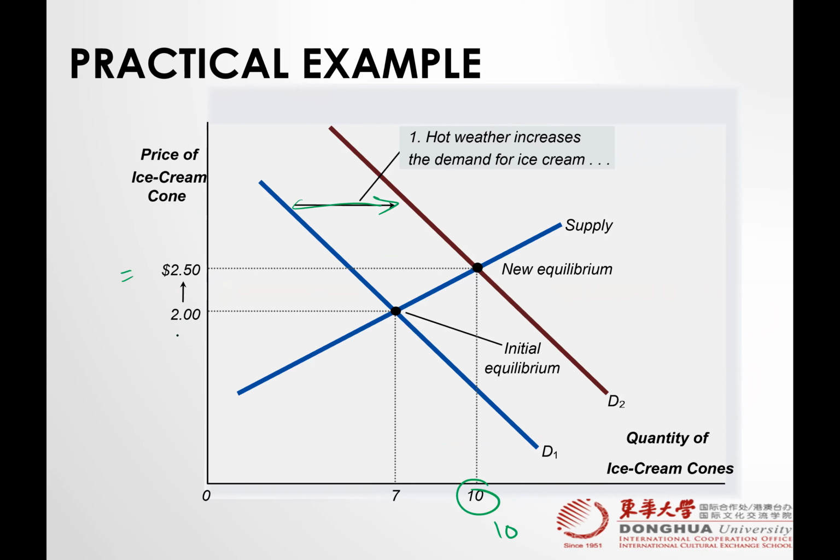That doesn't mean this is a case of surplus. Why? Because in surplus, the market is not in equilibrium, but this market is in equilibrium. See, quantity supplied is equal to quantity demanded, 10. Both are 10. Now everybody understand that?